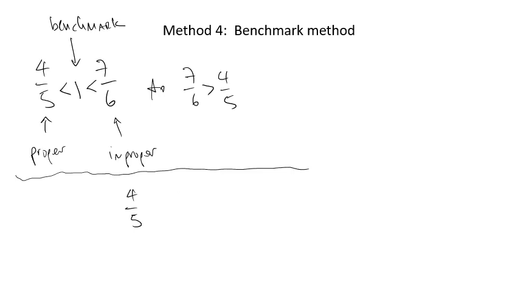So let me give myself some more room here. I can compare this to 1/2. And I know that 4/5 is bigger than 1/2. And I know that 1/3, using my common numerator reasoning, is less than 1/2. So my 1/3 is less than 1/2. So now I'm using my 1/2 as my benchmark.